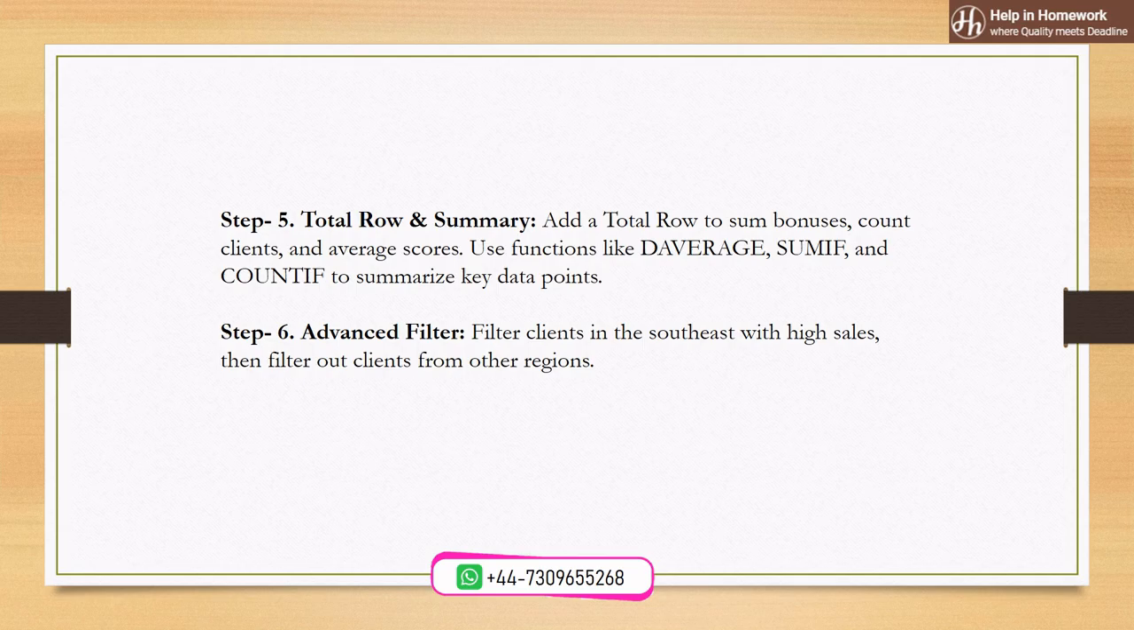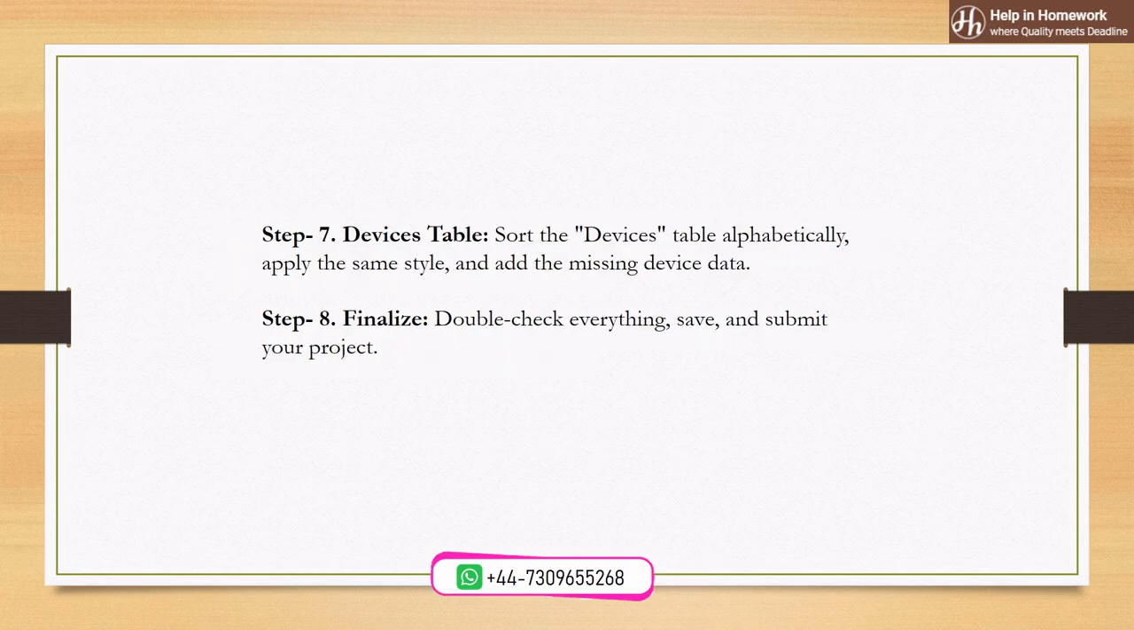Step 6. Advanced filter. Filter clients in the southeast with high sales, then filter out clients from other regions. Step 7. Devices table. Sort the devices table alphabetically, apply the same style, and add the missing device data. Step 8. Finalize. Double-check everything, save, and submit your project.